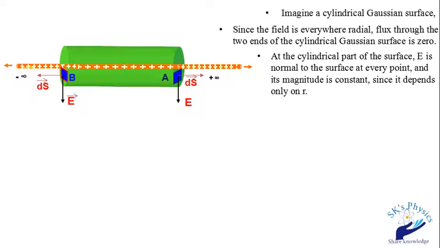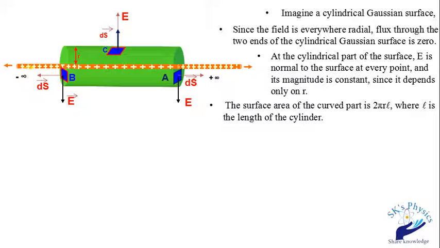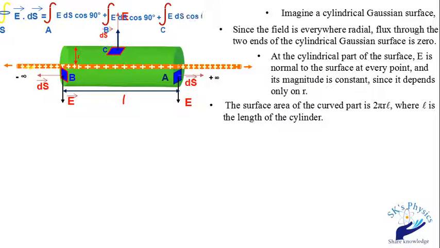Electric flux is 0. At the cylindrical part of the surface, E is normal to the surface at every point, and its magnitude is constant since it depends only on r. Here E and dS are parallel. The surface area of the curved part is 2 pi r l, where l is the length of the cylinder. So total flux is E dS cos 90 on A, E dS cos 90 on B, and E dS cos 0 on C. So it only depends on C. Integral of E dS is equal to E multiplied by 2 pi r l.